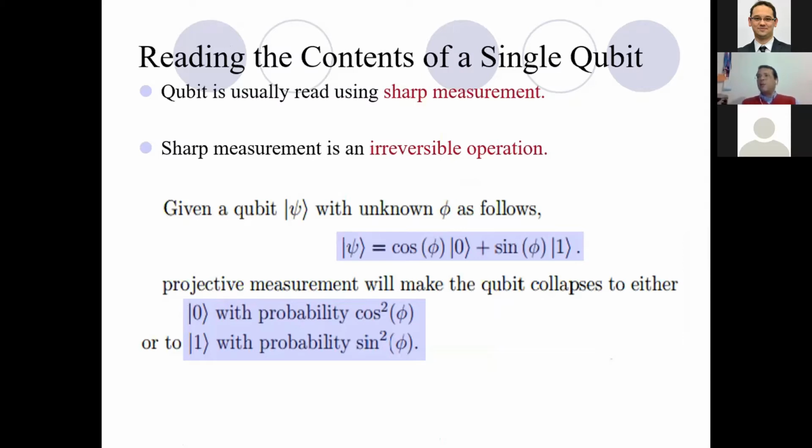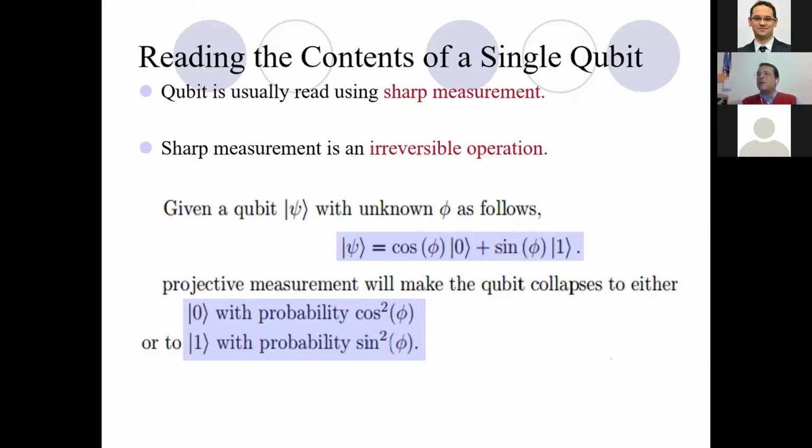So we know that a qubit in a superposition can take this form, for example, and usually to read the content of this qubit, we apply sharp measurement. Sharp measurement is an irreversible operation where the superposition will collapse to either 0 or 1 in a probabilistic way. So if we apply sharp measurement on this qubit, it will collapse to 0 with probability cosine square and 1 with sine square, and so on. So the question is, can we get any information from that qubit without destroying the superposition?